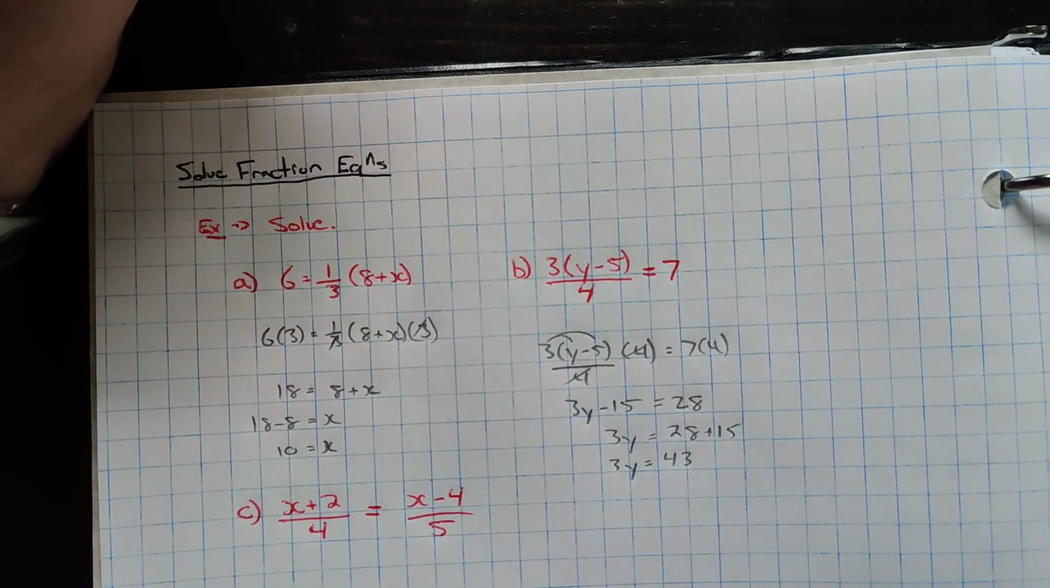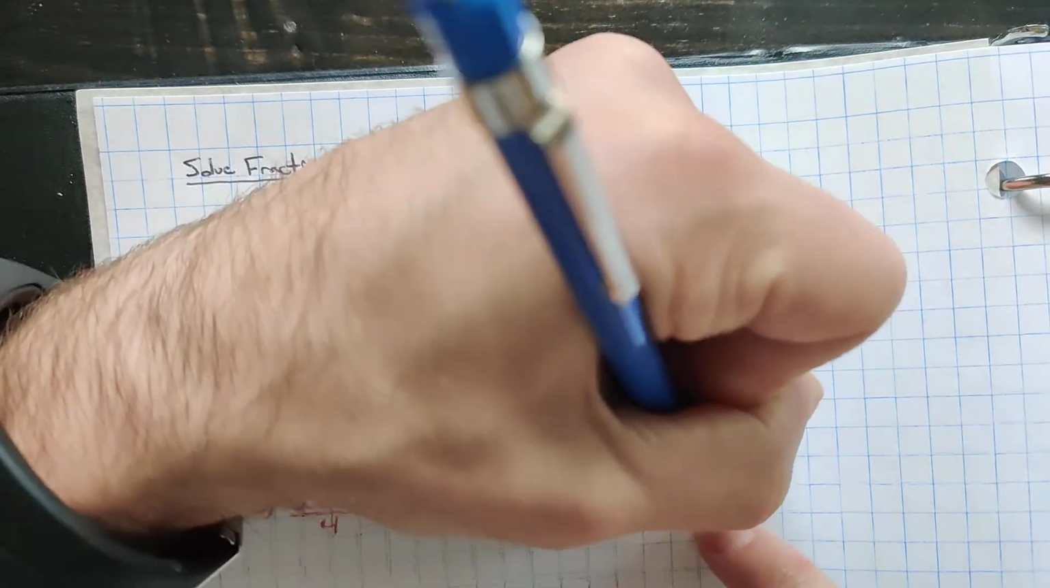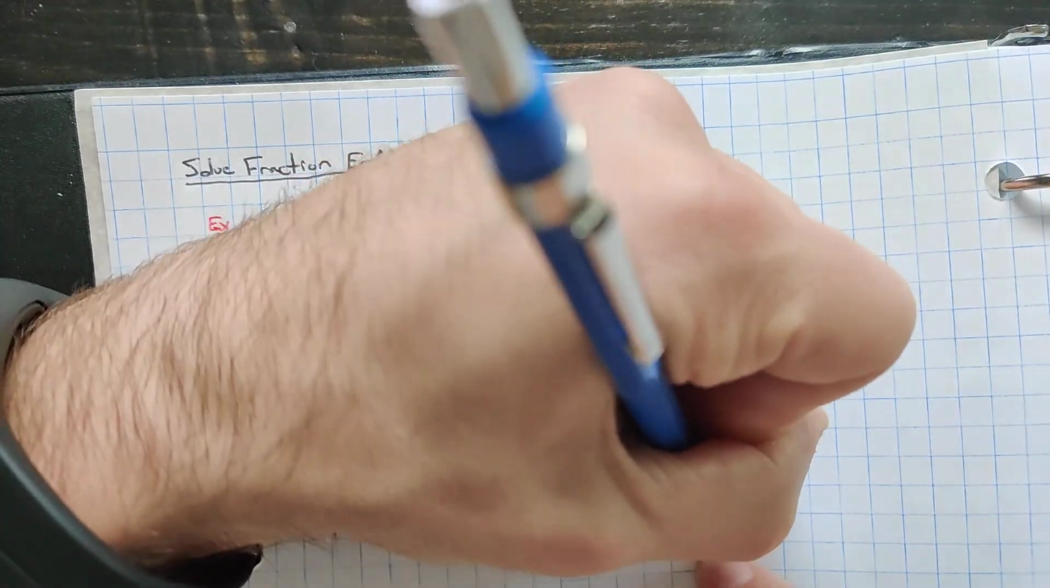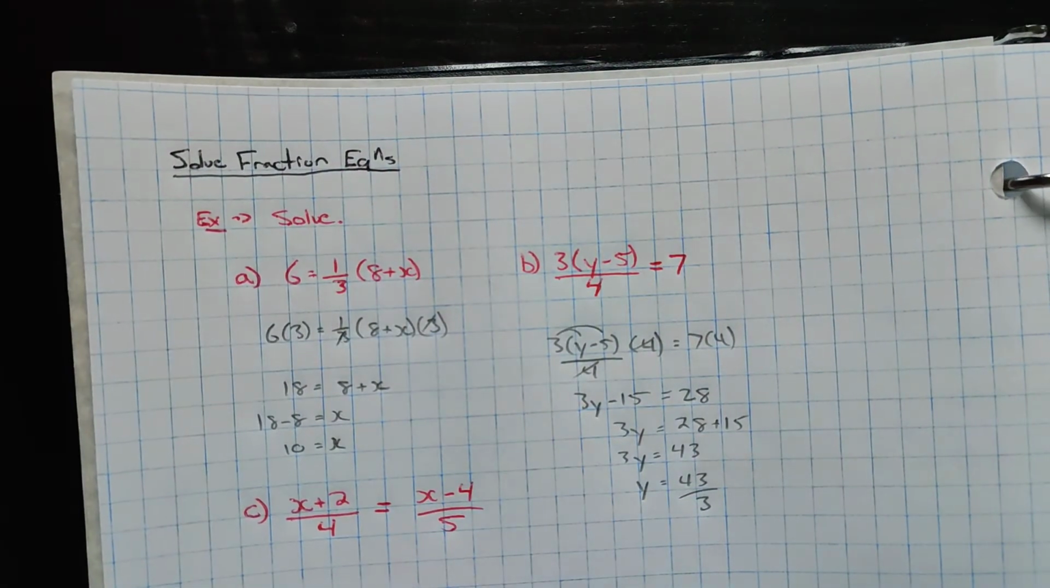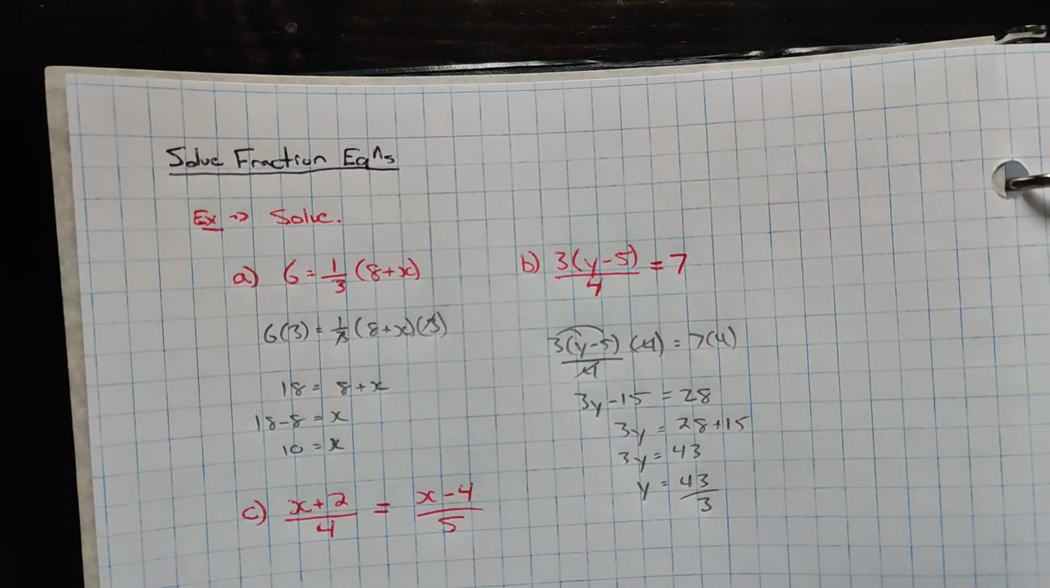And now I just divide both sides by 3. 43 over 3. Again, a fraction is perfectly fine. If you want a decimal, 43 divided by 3, you can do that. I don't recommend doing mixed numbers and things like that. In most cases, a fraction or a decimal will be most apt.